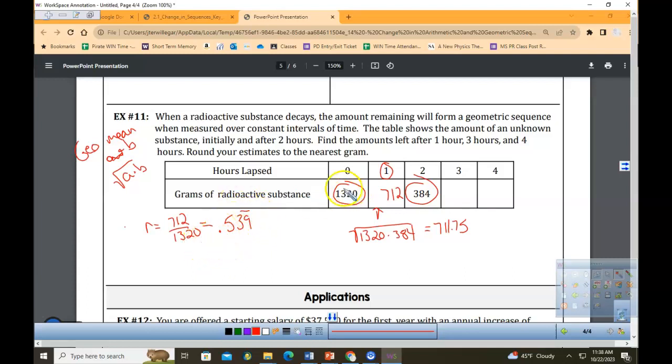So now we have an R, we have an initial, so I can make a formula, right? A sub n equals 1320 times my rate to the n minus 1, right? So then what I can do for this one is I plug in 3, to the 3 minus 1. I get 207. Then for the 4, I plug 4 into this equation. When I do that, I get 112.